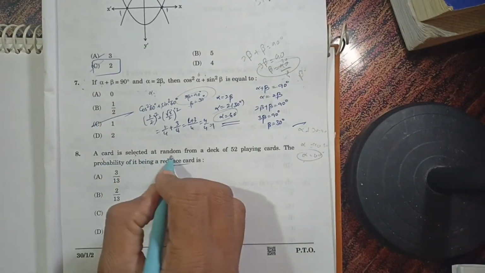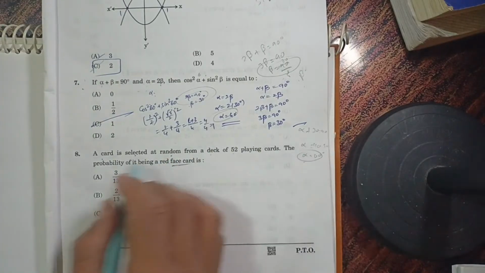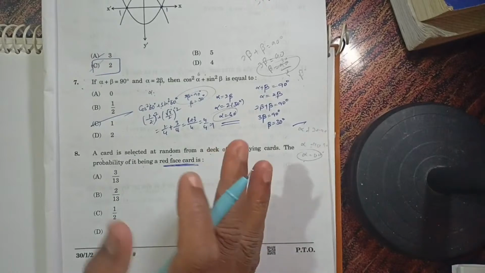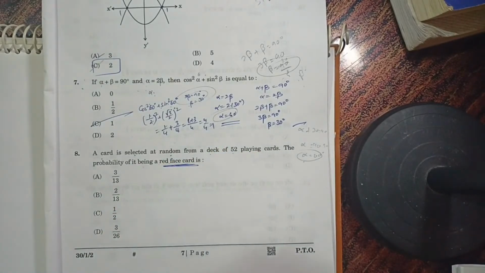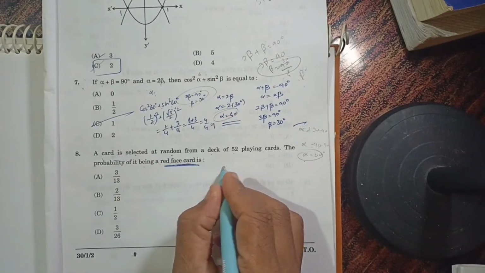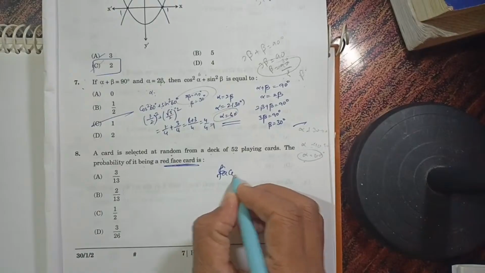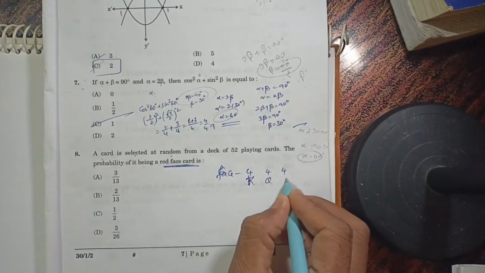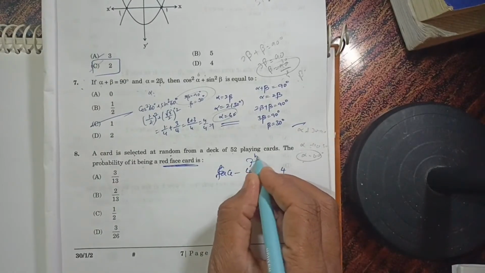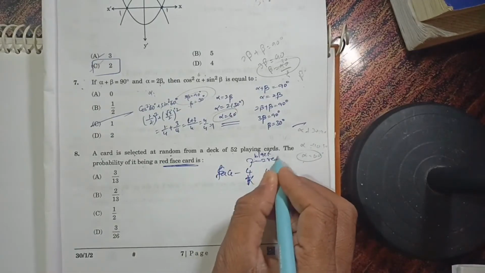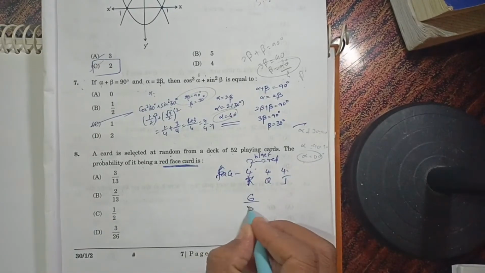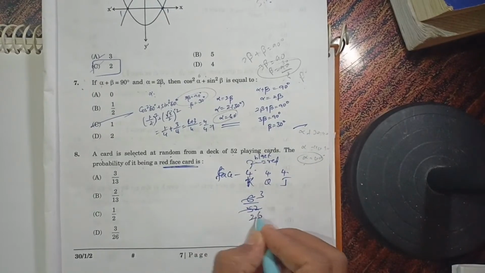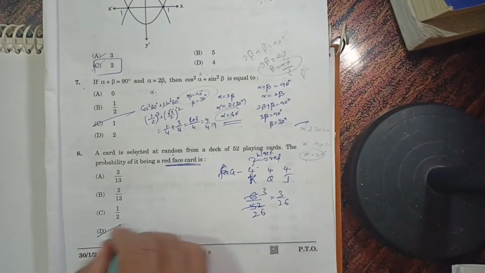A card is selected from a deck of 52 playing cards. The probability of getting a red face card. Red face cards, how many are we getting? Red color face cards, we are getting totally 6. Why? Because face cards are 4 jacks, 4 kings, 4 queens. In this one, 2 black and 2 red. So 2 twos are 4, 2 threes are 6, so 6 by 52. 2 threes are 6, 2 twos are 4, 2 sixes are 12. We are getting the answer 3 by 26.